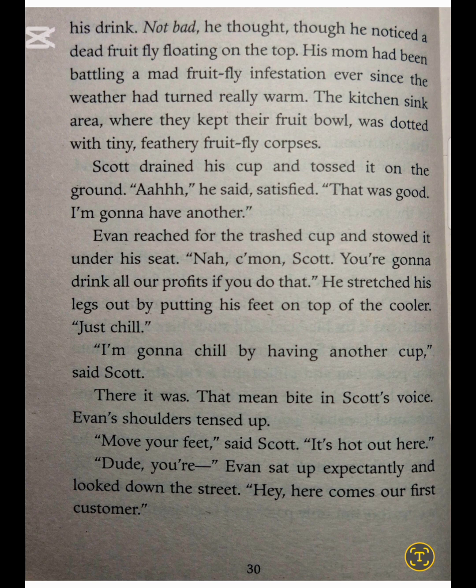Scott drained his cup and tossed it on the ground. "Ah," he said, satisfied. "That was good. I'm going to have another." Evan reached for the trash cup and stowed it under his seat. "Nah, come on, Scott. You're gonna drink all our profits if you do that." He stretched his legs out by putting his feet on top of the cooler. "Just chill." "I'm gonna chill by having another cup," said Scott.